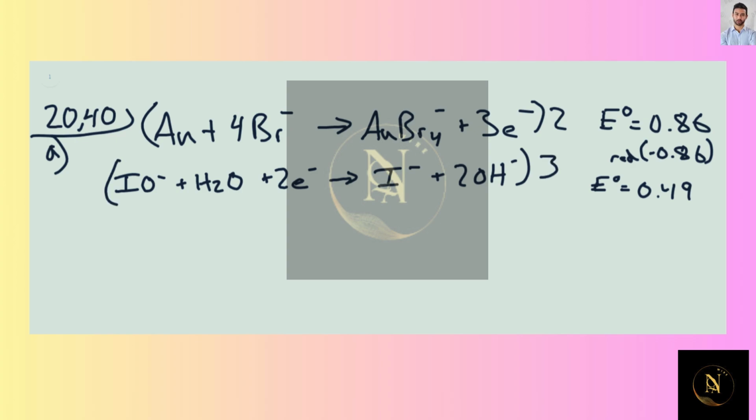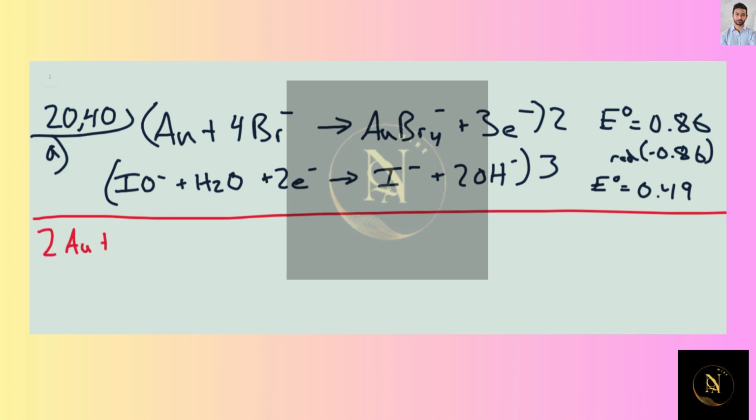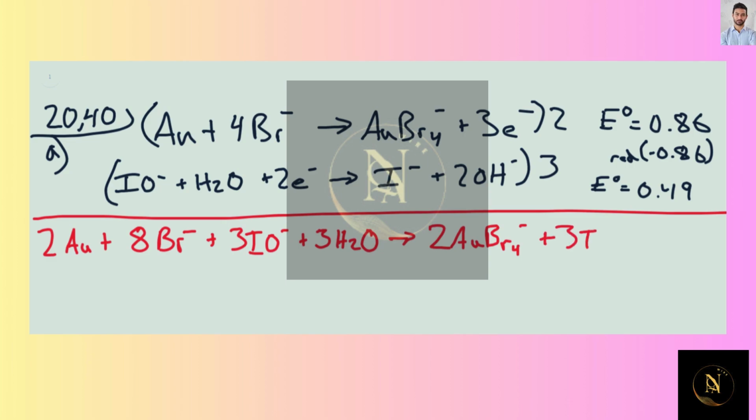And we simply have to combine our reaction here. So we have 2 gold plus 8 bromide, plus 3 iodate, plus 3 H2O, produces 2 AuBr4 minus, 3 iodide, and 6 hydroxides.